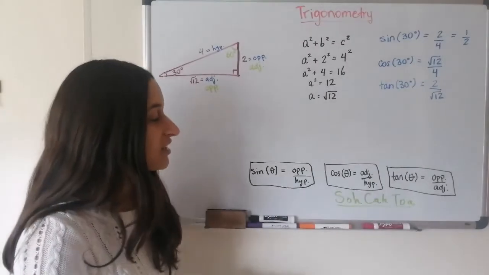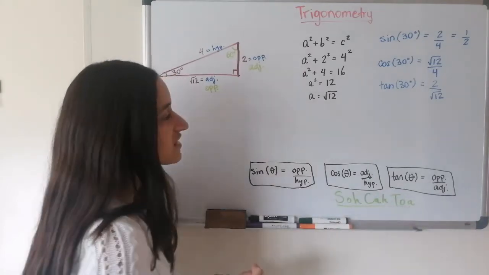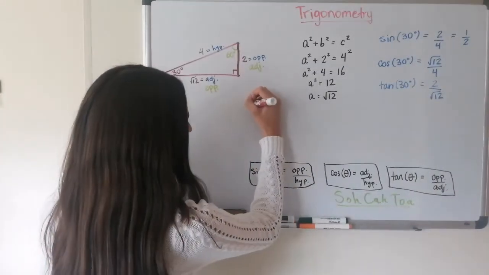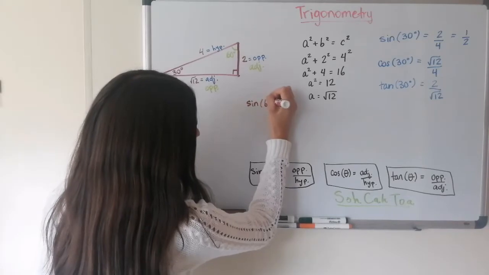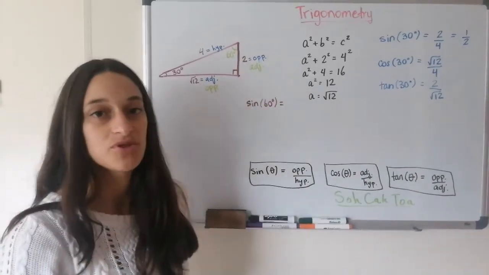So using that, we can now calculate the sine, cosine, and tangent of 60. So the sine of 60, we can use the same triangle, but now looking at the green labels.